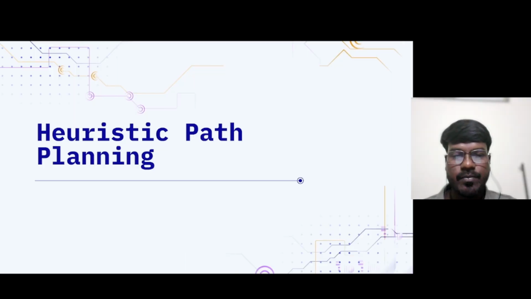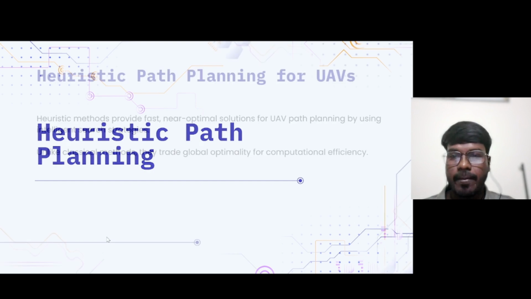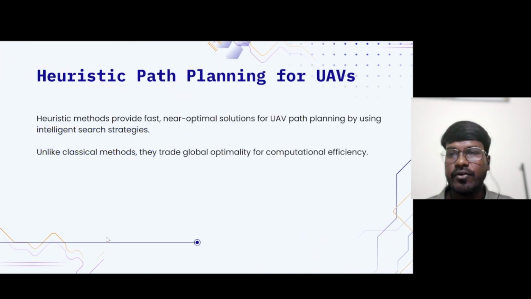These classical approaches are foundational, but they have some limitations. That's why heuristics came into the scenario. So, heuristic path planning for UAVs. Heuristic methods provide fast, near optimal solutions for UAV path planning by using intelligent search strategies. They trade global optimality for computational efficiency.